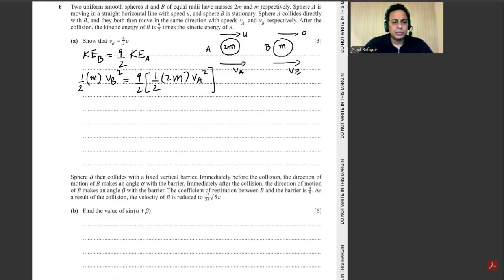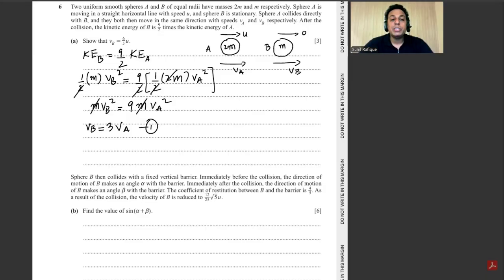So what do we do? Let's get rid of these 2's, like times both sides with the 2. This will be M V_B squared equals to, let's get rid of these 2's as well, 9 M V_A squared. Divide both sides with M. And now I can just square root and I'll get V_B equals to 3 V_A. Let's call this equation 1.